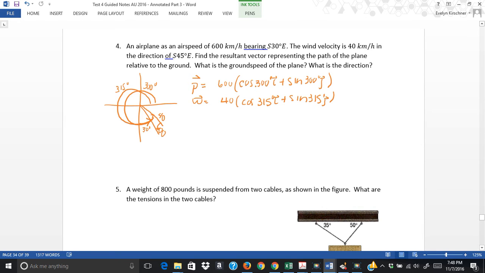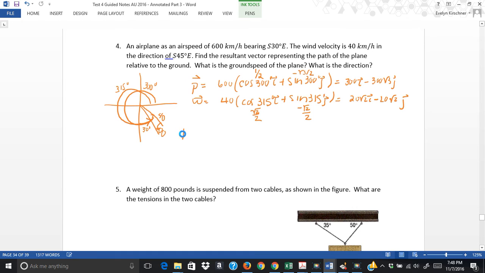The cosine of 300 is 1/2. The sine of 300 is negative radical 3 over 2. The cosine of 315 is radical 2 over 2, and sine is negative radical 2 over 2. So this is 300i minus 300 radical 3 j. And this is 20 radical 2 i minus 20 radical 2 j.